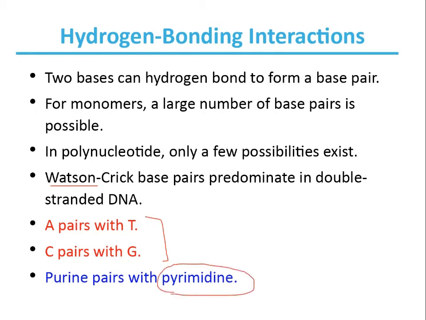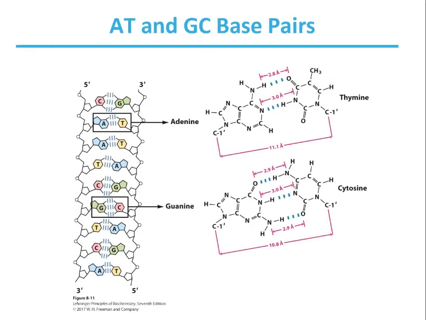But you know, this is in general for DNA and RNA, but some types of RNA, like tRNA, as I will show you later, do not follow the Watson and Crick base pairing. Okay. AT, adenine base pairs with thymine, and guanine always base pairs with cytosine. Base pairs.